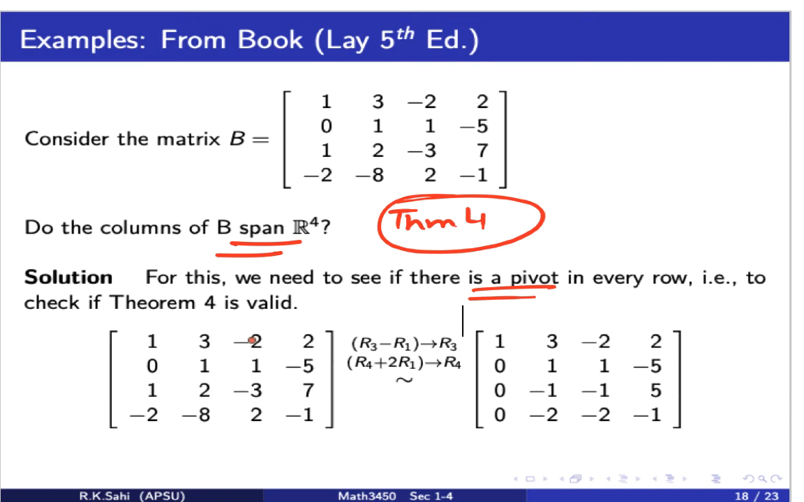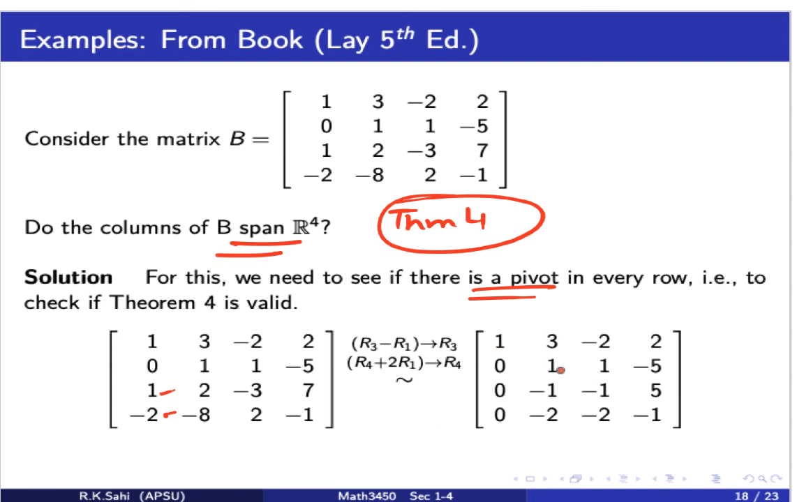So what do we do? Once again, we apply the row reduction algorithm. We have this matrix B. Now this is very nice: the topmost, leftmost column has a non-zero entry. Great. And then everything I need to make is a bunch of zeros below it. We apply R3 minus R1 goes to R3, and R4 plus 2 times R1 goes to R4. And this is the new matrix we get.